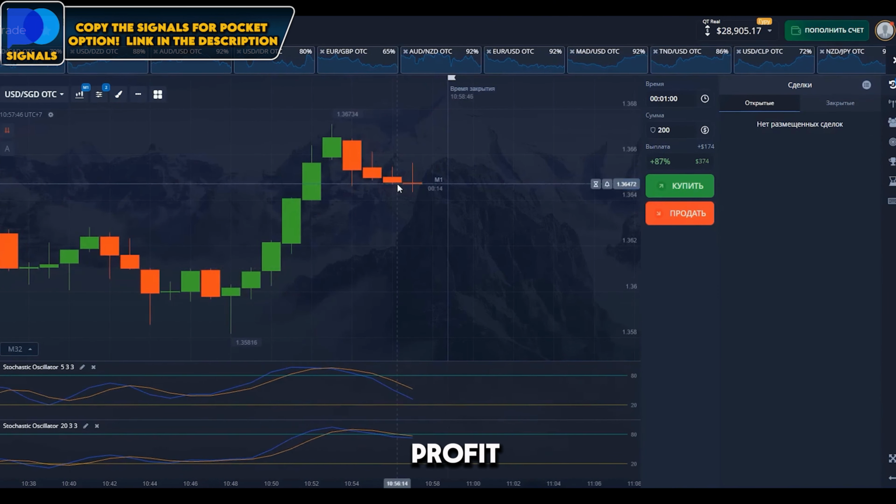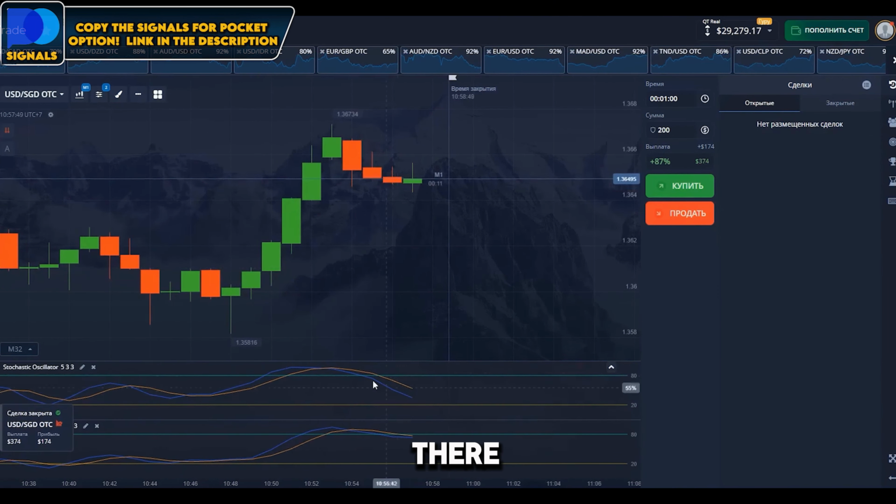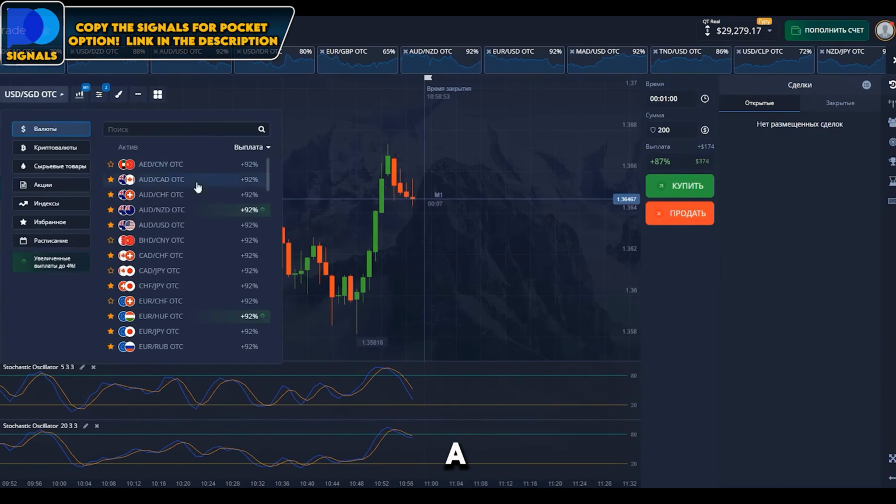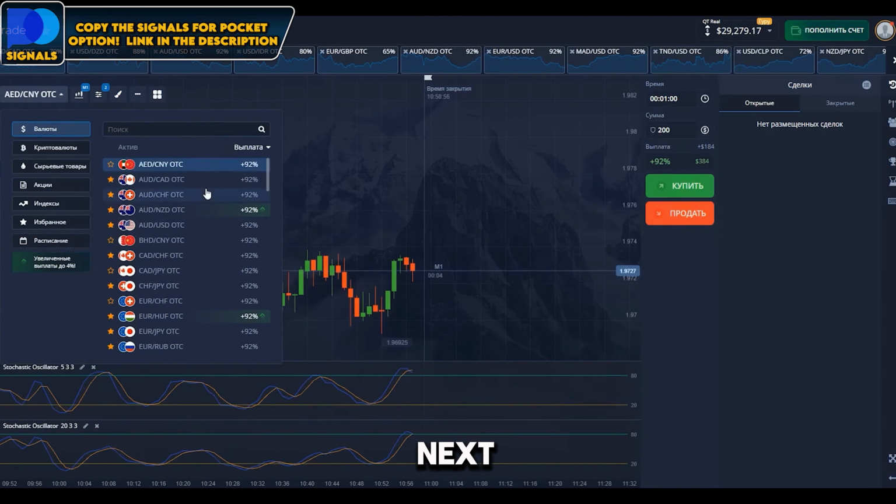The trade is ending in profit. All the signals are there, both on the main and the filtering ones. But on the second one, the breakout is a bit late. Alright, I'll be looking for the next entry point.